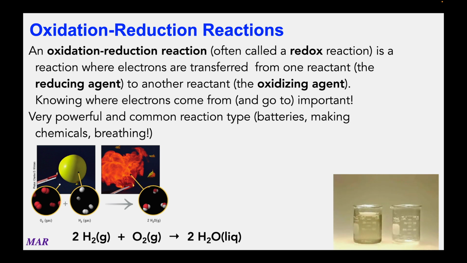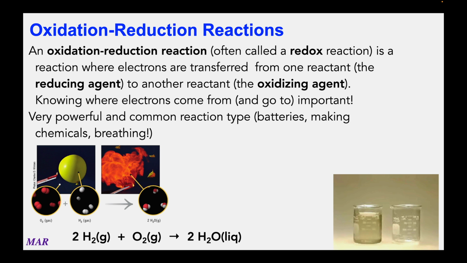An oxidation reduction reaction is another powerful type of reaction that we use around us all the time. Redox reactions, which is the abbreviation for it, are used in batteries, and we all use batteries for cell phones and all kinds of things. It's also used in our bodies, like getting oxygen from the outside to inside is actually a type of redox reaction.